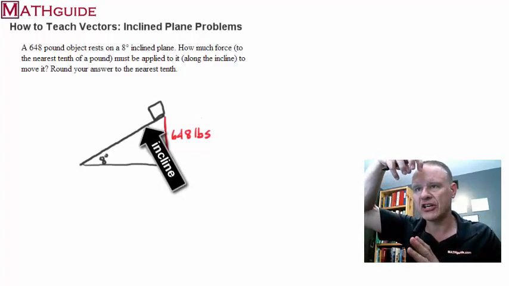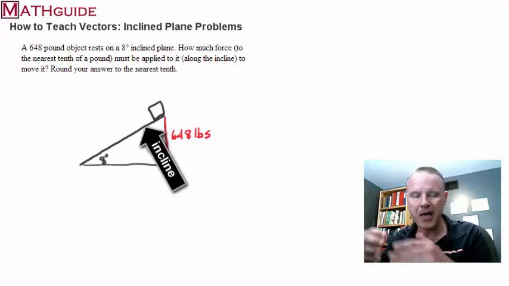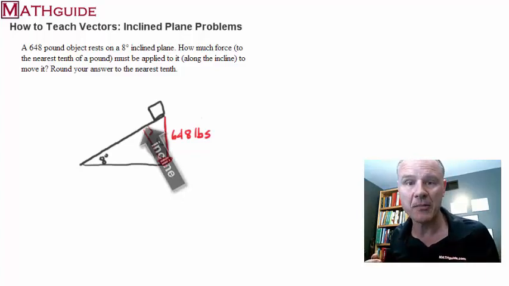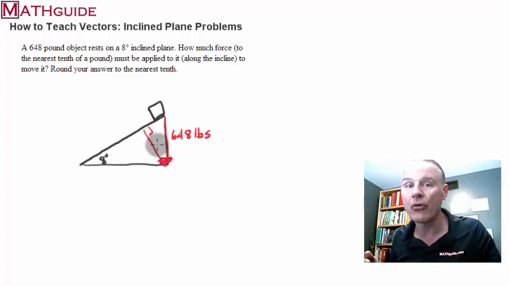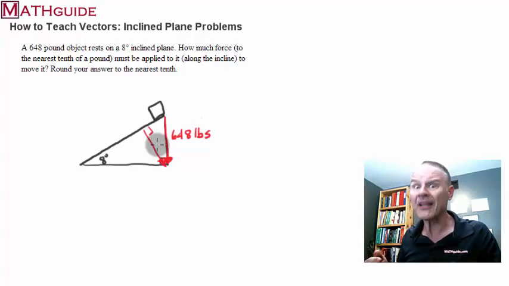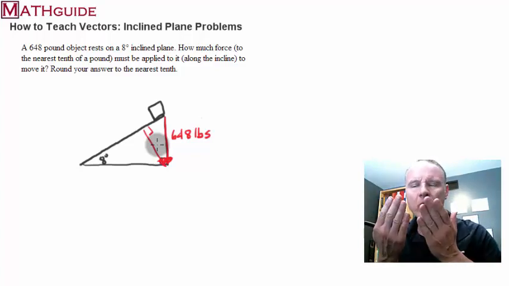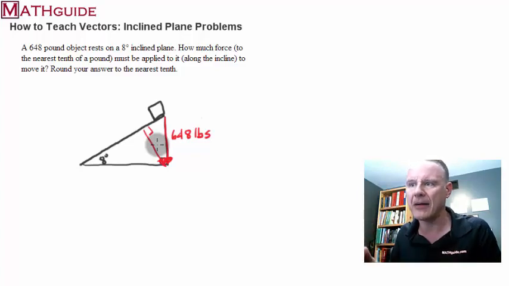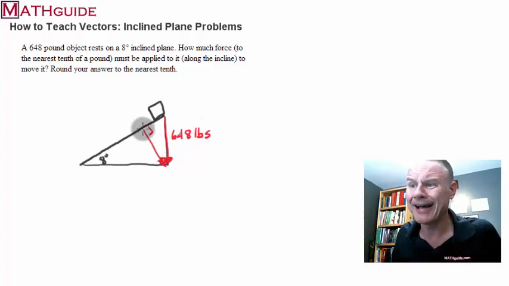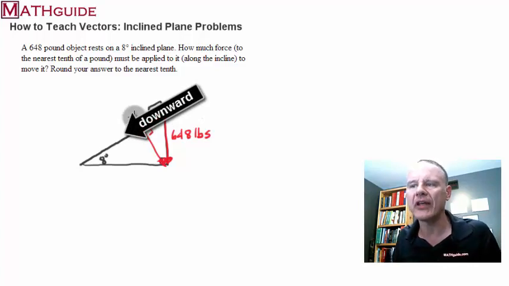So when the object is pushing down on the hill, the hill pushes back. How do I know the hill's pushing back? Because the box doesn't go through the hill. That means the hill must be exerting some force back up on that object. So in other words, I don't care about this force perpendicular to the hill. What I want to know is, what's this force that's pushing down the hill?